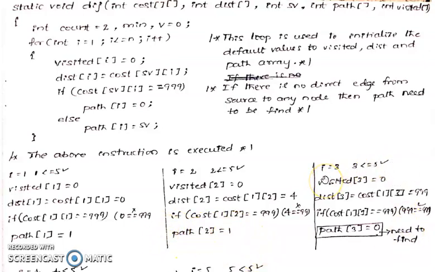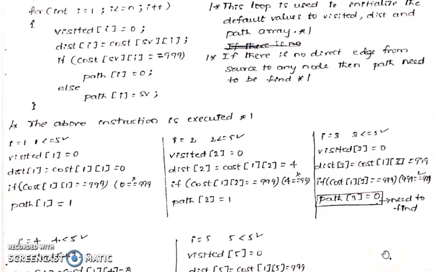Once you increment the value of I again, I is equal to 3. 3 is less than or equal to 5. Visited of 3 is equal to 0. Then distance of 3 is equal to cost of 1 to 3, which is 999 because from vertex 1 to 3 there is no direct path. If the cost of 1 to 3 is equal to 999, yes, the condition is true. 999 is equal to 999 since there is no path. That's why path of I is equal to 0. If the path of a particular vertex is equal to 0, it indicates that you are supposed to find the path of that vertex. Since you don't have a direct path, you need to find an alternate path to reach it.